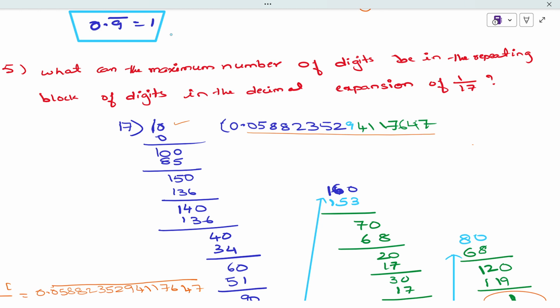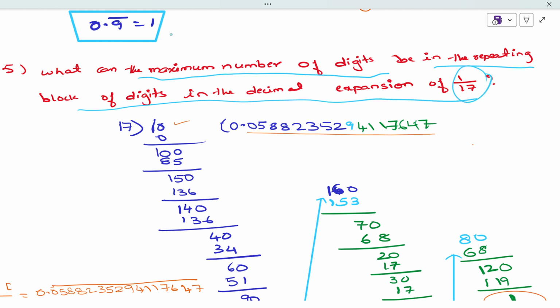In the question, they are asking: what is the maximum number of digits in the repeating block of digits in the decimal expansion of 1 by 17? So now we have to divide 1 by 17.